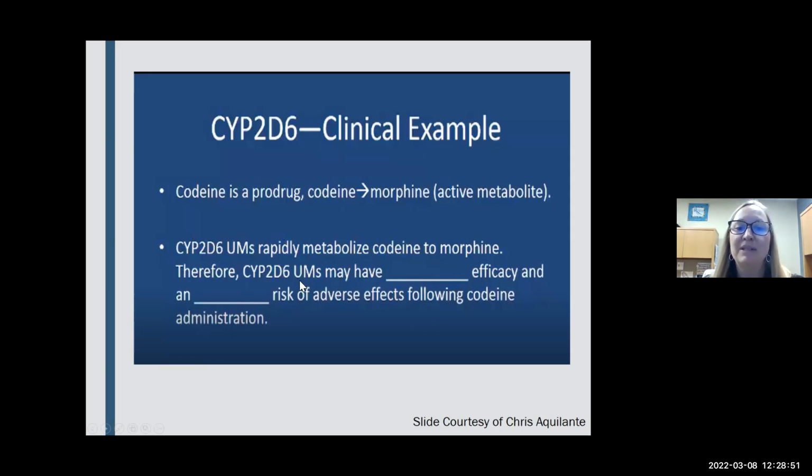The ultra rapid metabolizers may have increased efficacy and an increased risk of adverse events following codeine administration. So they convert codeine to morphine very quickly, higher levels of morphine in their blood, which also puts them at a higher risk of adverse effects. I have an actual clinical example that shows you why codeine is now contraindicated in breastfeeding, and it's due to pharmacogenetics.